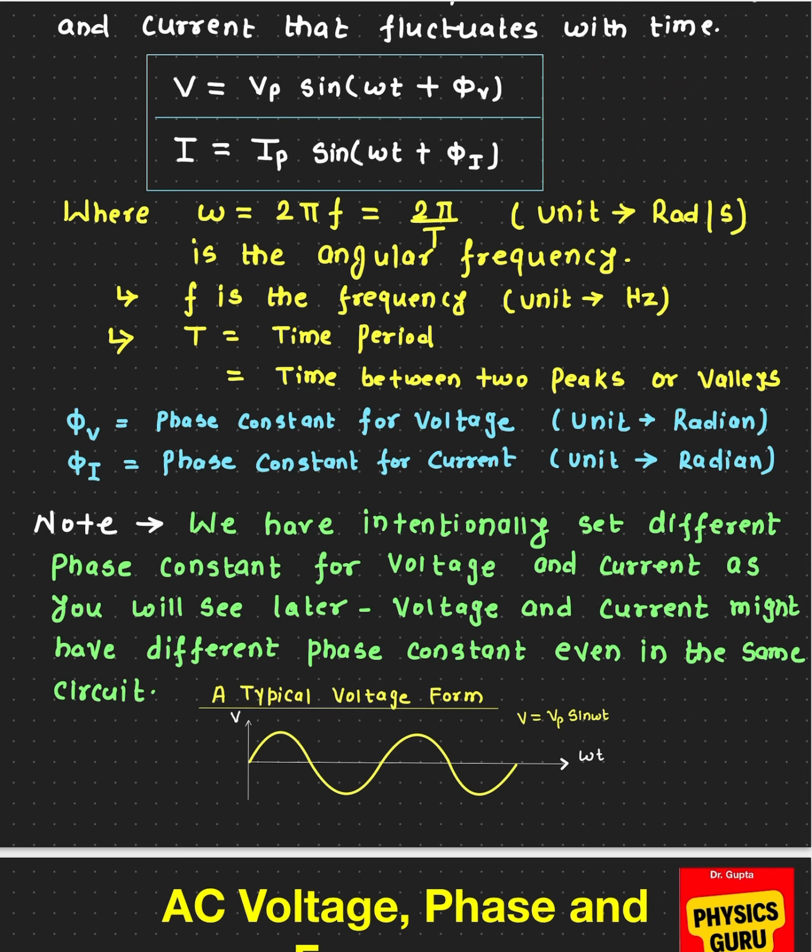And the unit of omega is radian per second. The unit of frequency is hertz, and the time period is measured in second.